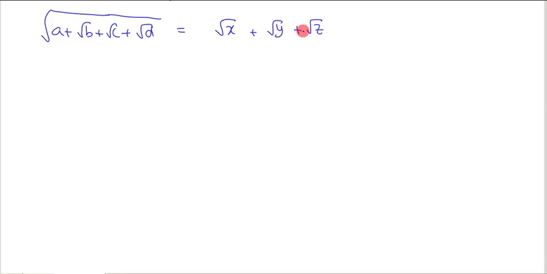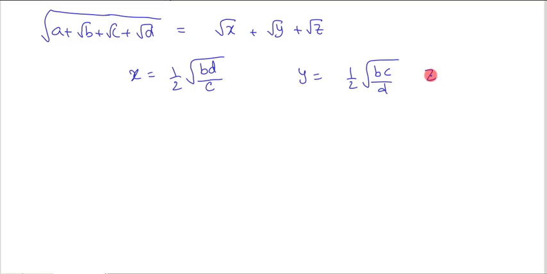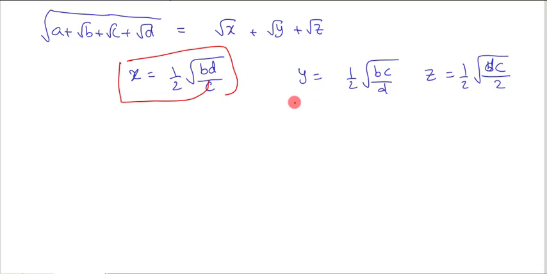If not, you may get the x value directly by using this formula: 1 by 2 of under root of b into d by c, and y will be obtained by 1 by 2 into under root of b into c by d, and z value will be obtained by 1 by 2 of under root of c into d by b. So these are the formulas. By using these formulas, we can find the square root of a trinomial quadratic surd very easily.